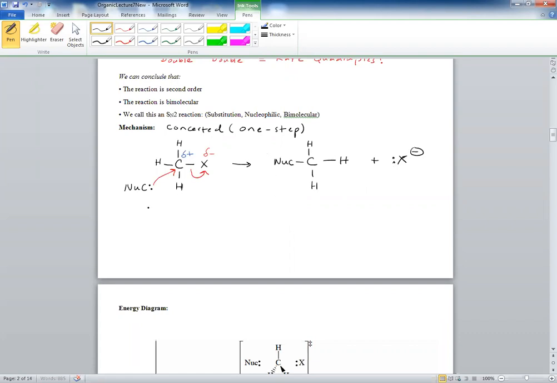And there's one thing we need to mention, that this is a back side attack or displacement. We see this all the time from the data. So that's the mechanism. It's a one-step mechanism. Attack happens, the leaving group leaves. In this case, it's X.